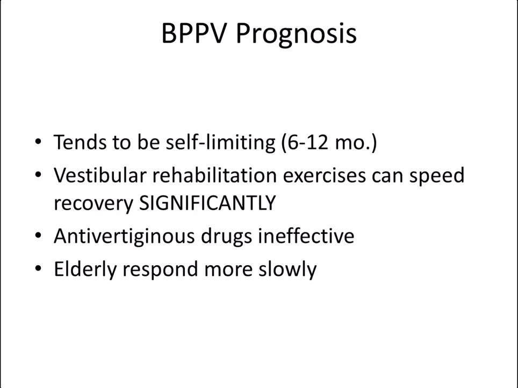Fortunately, since BPPV is the most common cause of dizziness, the prognosis is very good. It will go away on its own within 6 to 12 months. In the case of BPPV, the anti-vertiginous drugs are ineffective. Examples of these anti-vertiginous drugs that you may come in contact with are known as Antivert and/or meclizine. Know that the elderly are going to respond more slowly as far as being completely cleared of dizziness.